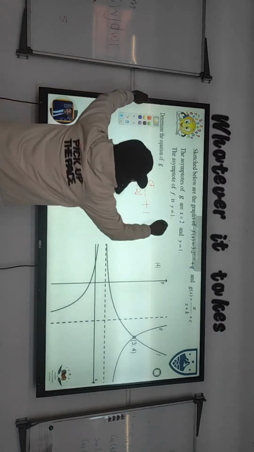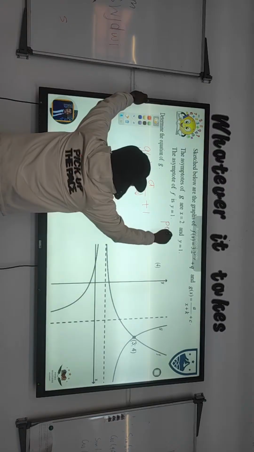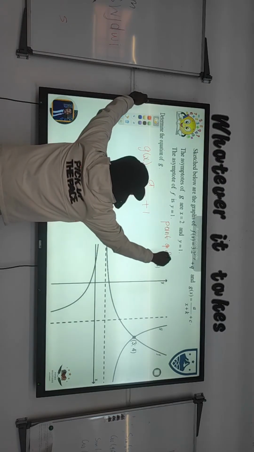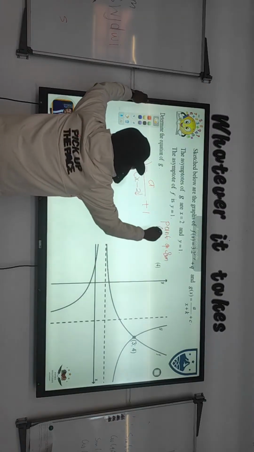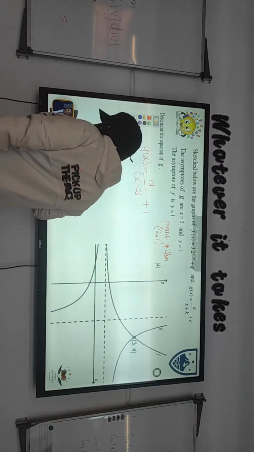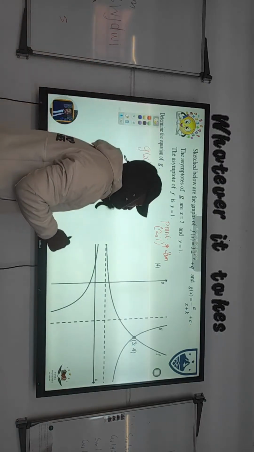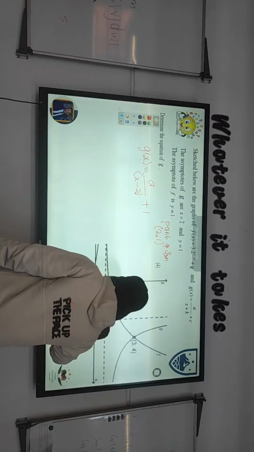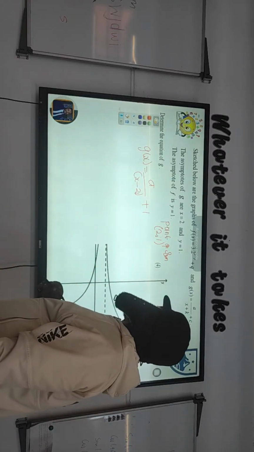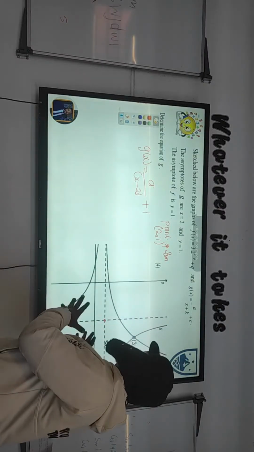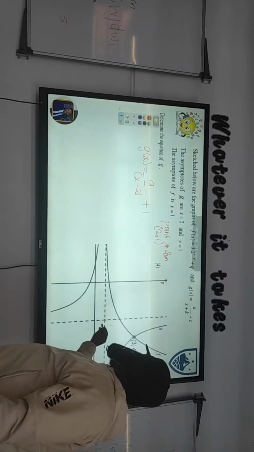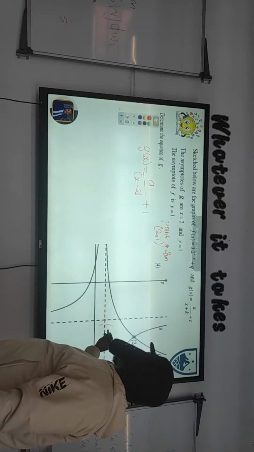Why? Because our point of symmetry was actually 2 and 1, which is this point. So we just need to go and find the value of A, then we're going to look at where your hyperbola is actually passing. You can't take anything from the asymptote, your graph doesn't touch here. Yeah?